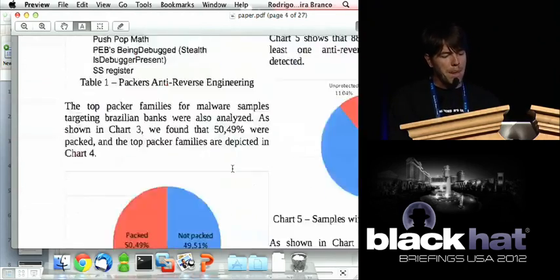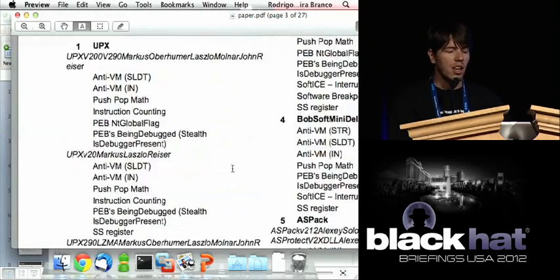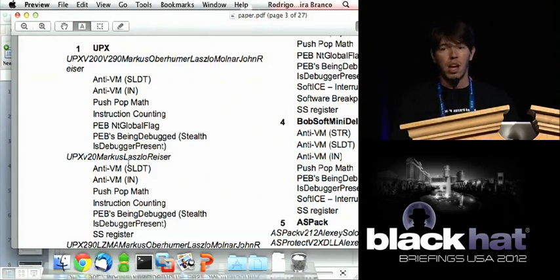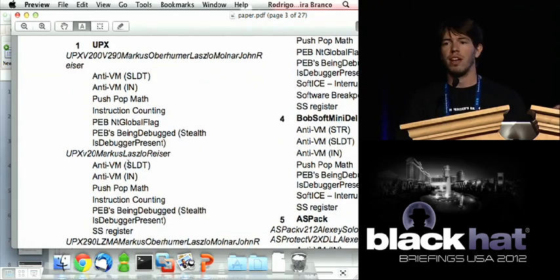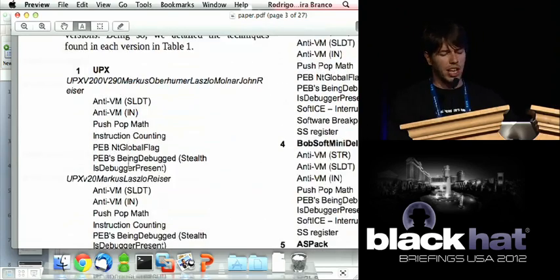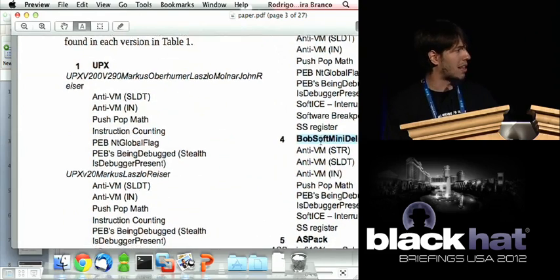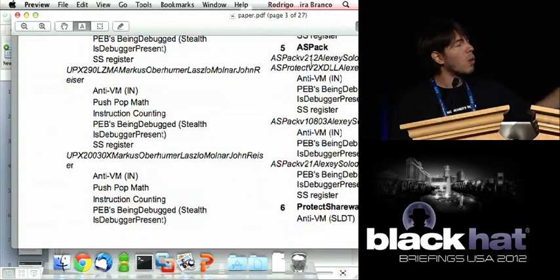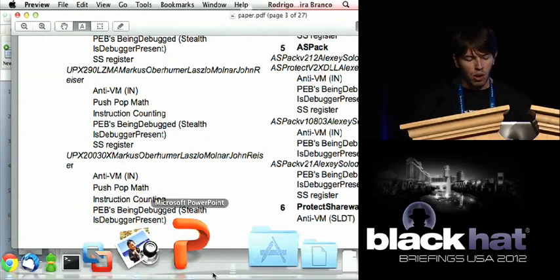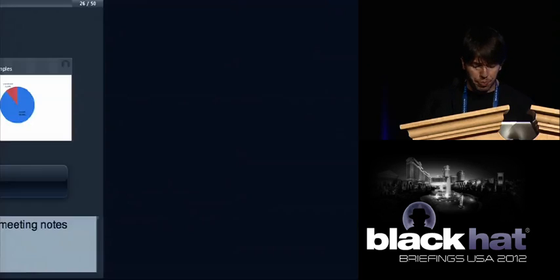But what is important in the paper is that for each of the packers, we get which version of the packer is using which protection mechanism. That's cool information to have. You can see the evolution of a specific packer version. For example, Bob Mini Software, which is the most used in Brazil, is the 4th one in the world. You can see ASPack. You can see which kind of protection mechanism this specific packer employs. That's another cool result of the research.